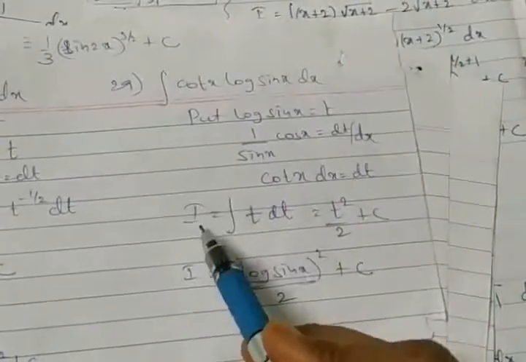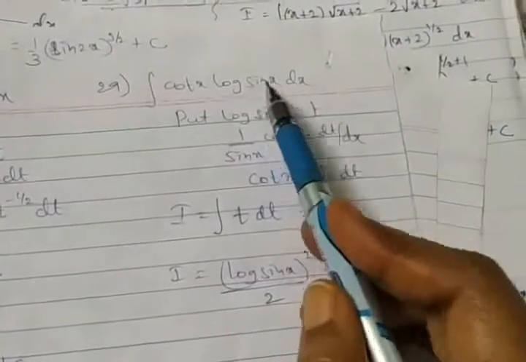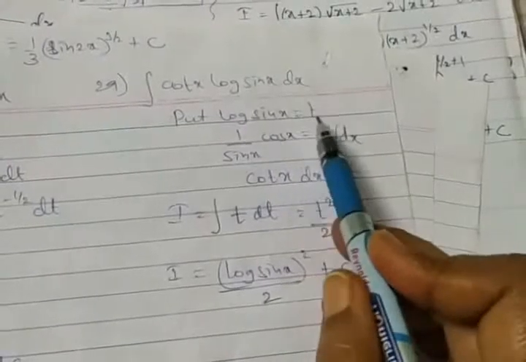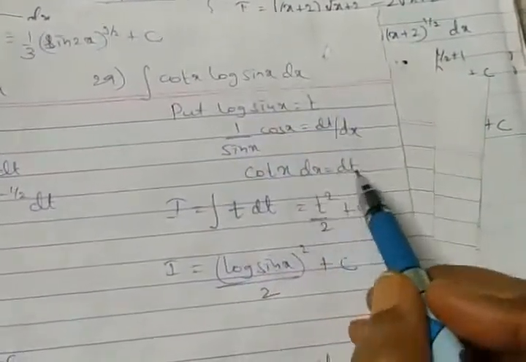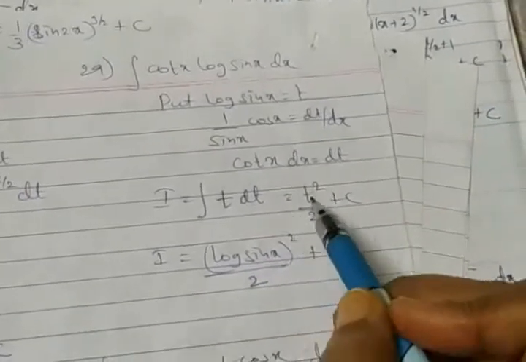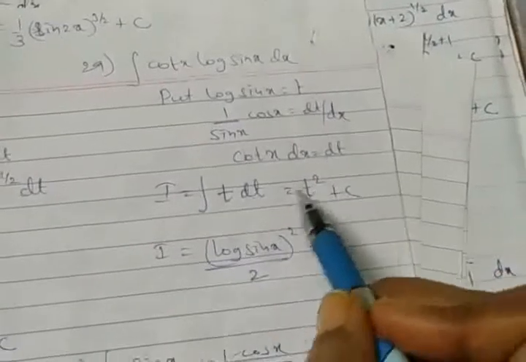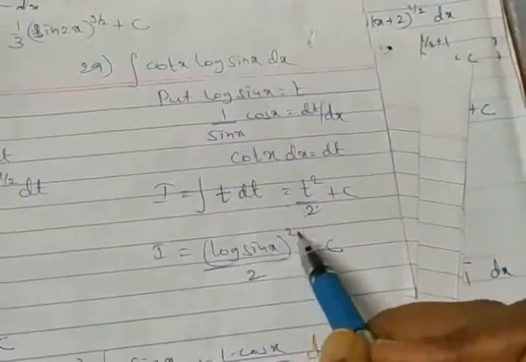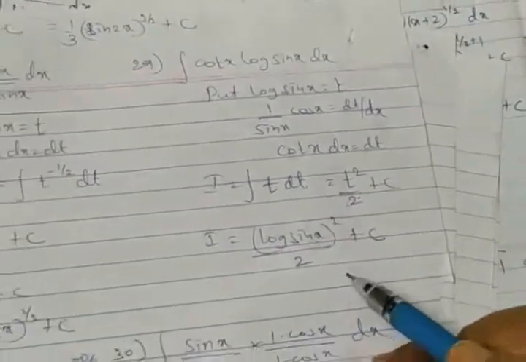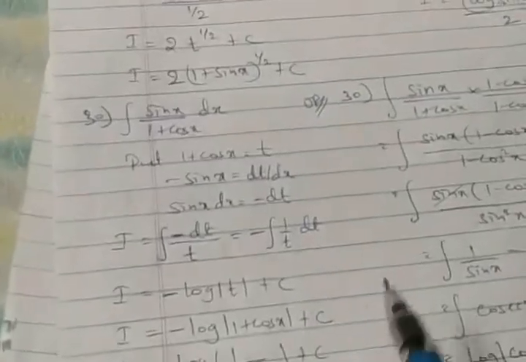So what exactly are we left with then? I is equal to integration of t, the left out part dt. So we have integration of t with respect to t is equal to t square by 2. Integration is done. T square by 2 plus c. Replace t back. We find log sin x whole square by 2 plus c should be the answer for the 29th question. Important question.